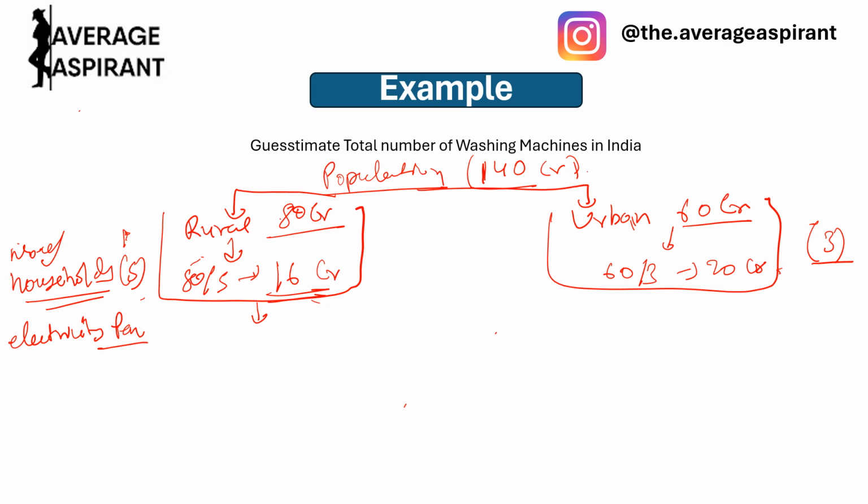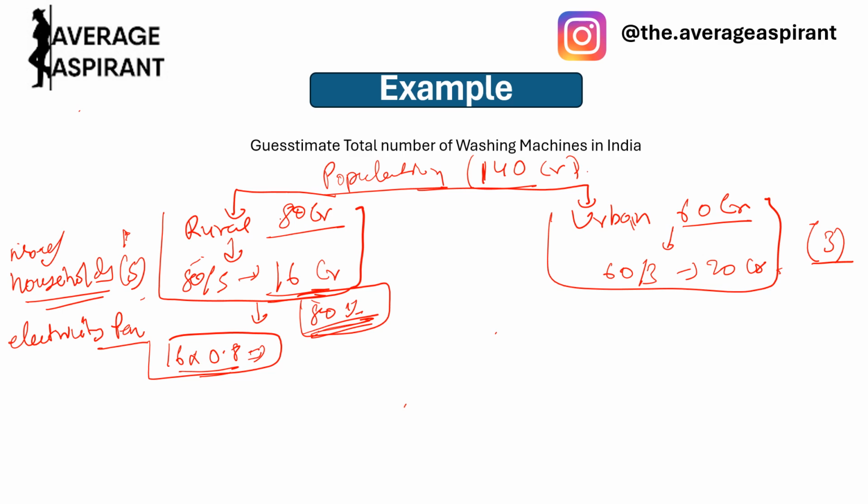Assume that 80% of the rural households get electricity. If this data is incorrect, they ask the interviewer if you have any other data or should I go with 80%. If he says yes 80%, then 16 into 0.8. This would be the total number of households which have electricity.